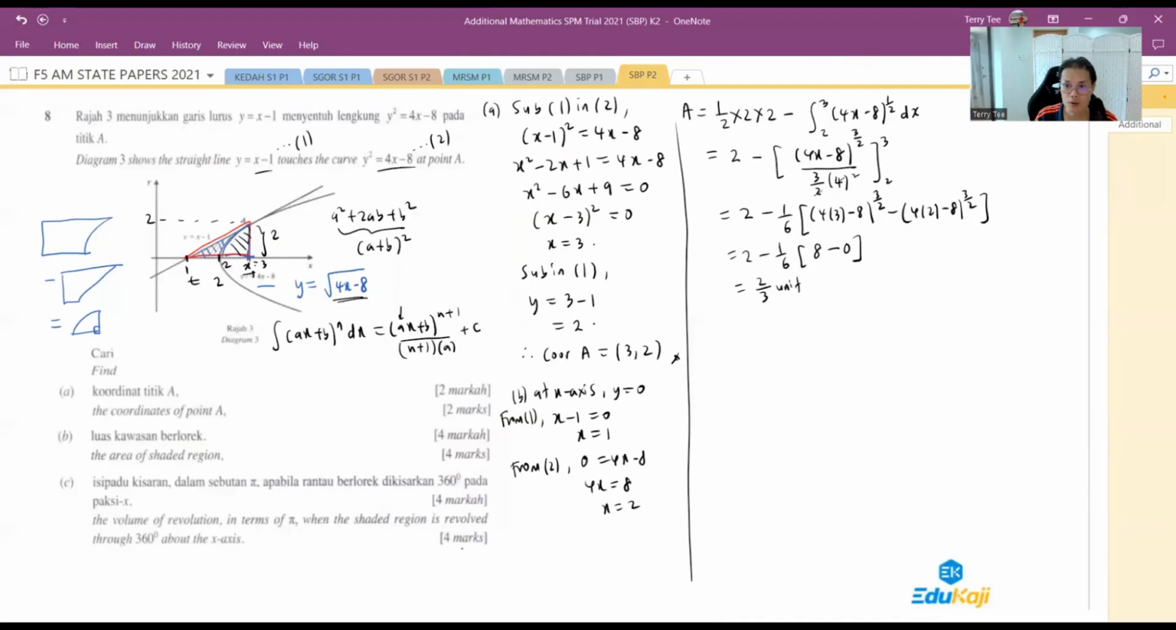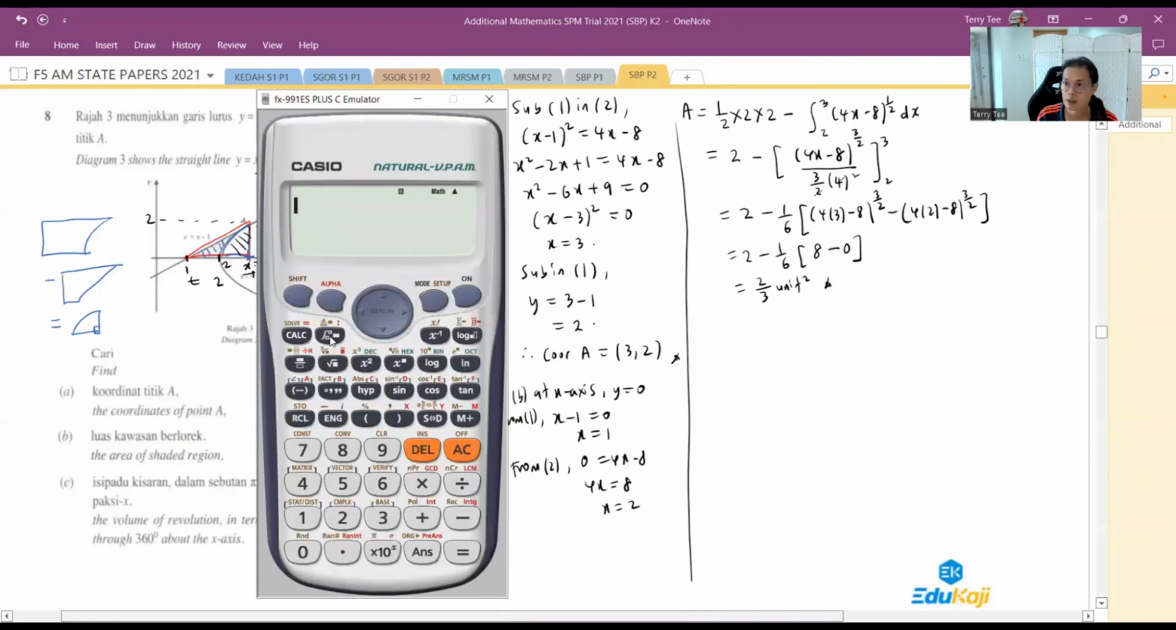Of course, you can use your calculator to double check your answer. Just type integrate, right? Your original function is 4x, X is over here, alpha x, minus 8, close bracket, power 1 over 2. My lower limit is 2. Upper limit is 3. You should get 8 over 6 or 4 over 3.